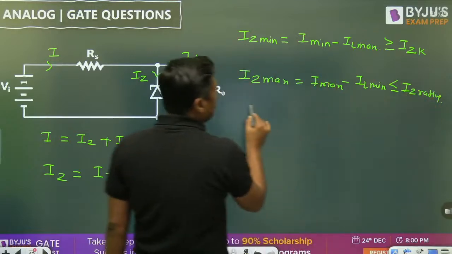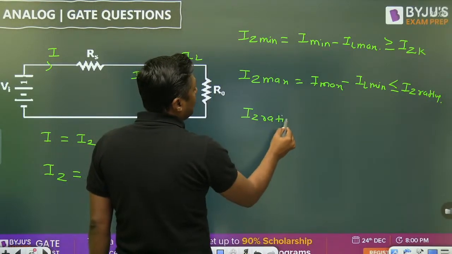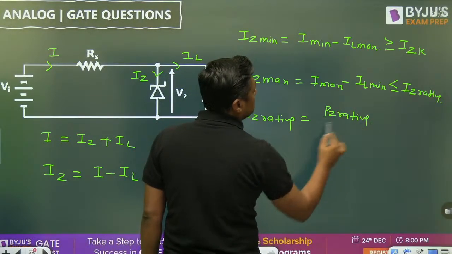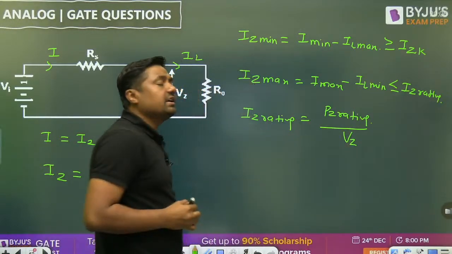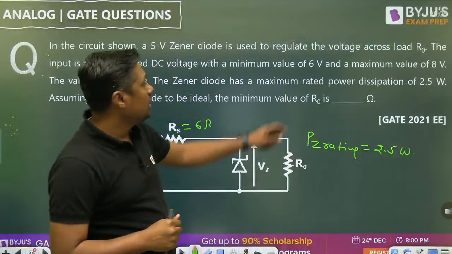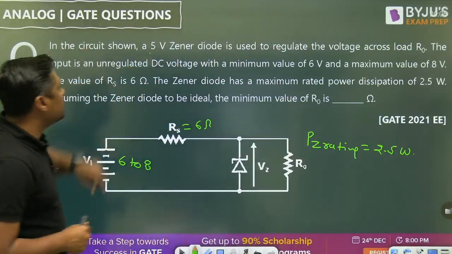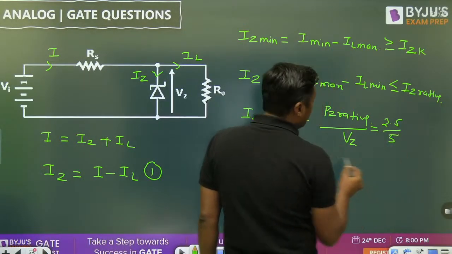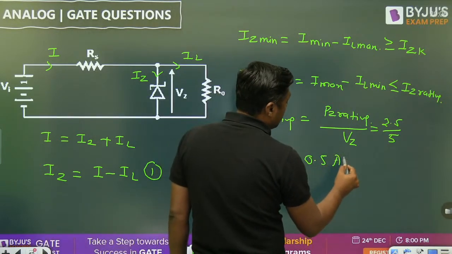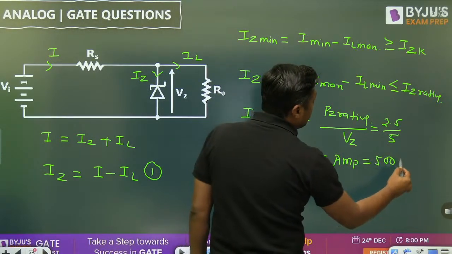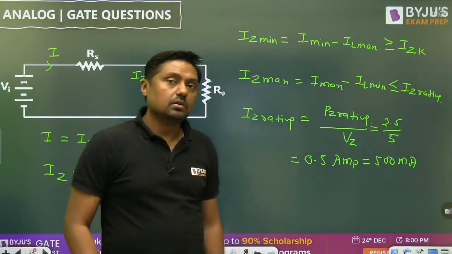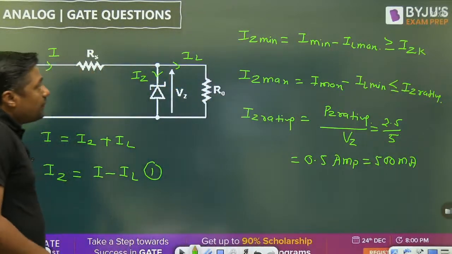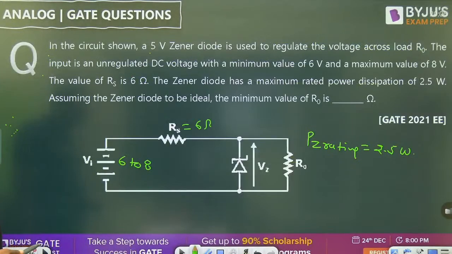Now what is the IZ rating? In this question, the IZ rating or maximum current is given by PZ rating divided by VZ, because PZ rating is VZ into IZ rating. So 2.5 watt is given here, divided by the Zener diode voltage, 5 volt. You will get the IZ rating: 2.5 divided by 5 is 0.5 ampere, meaning 500 milliampere. That is the maximum current through the Zener diode. And the minimum, if IZK is not given, is 0.